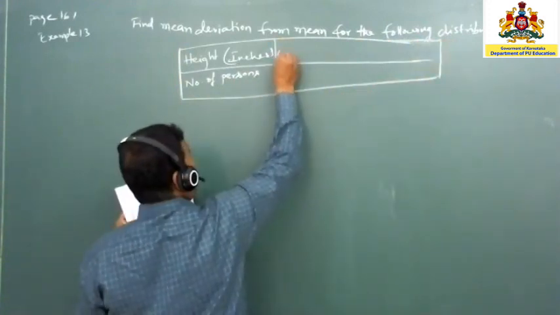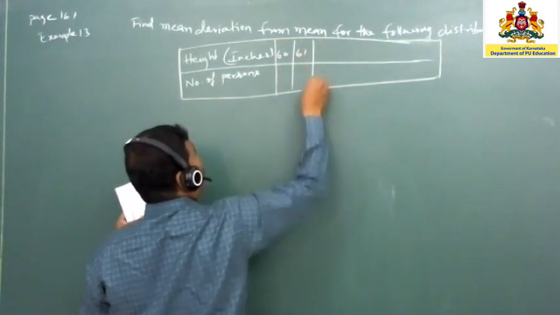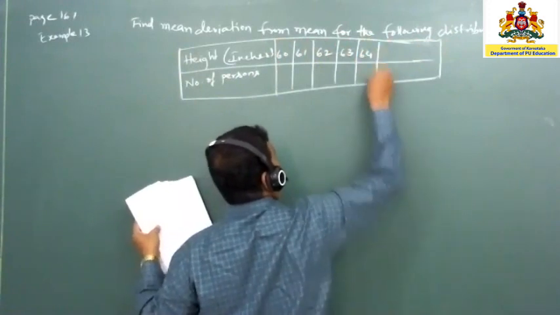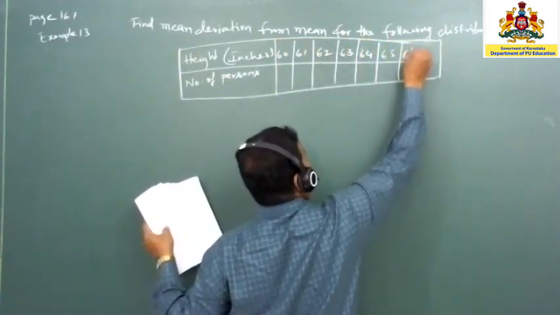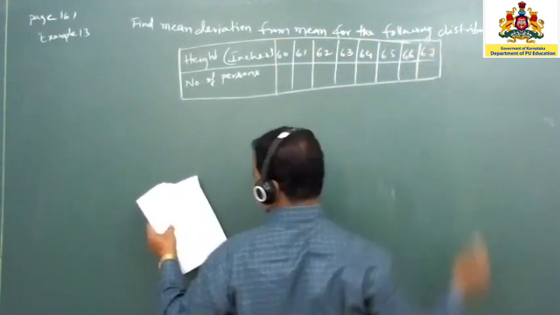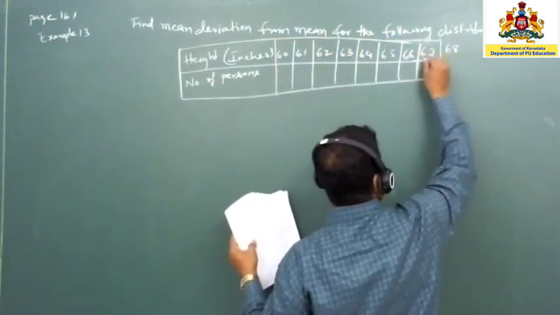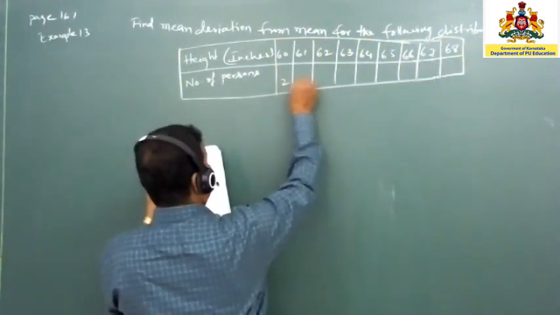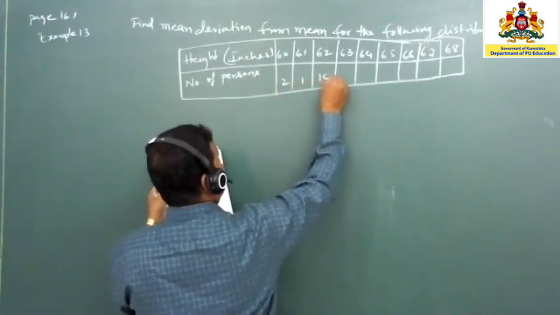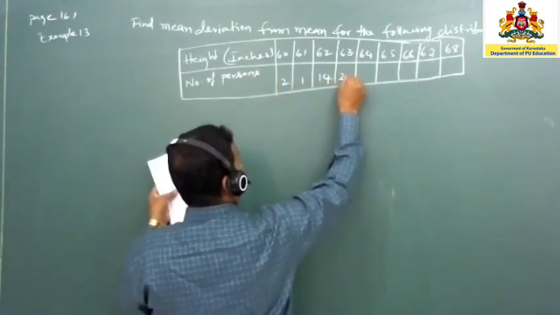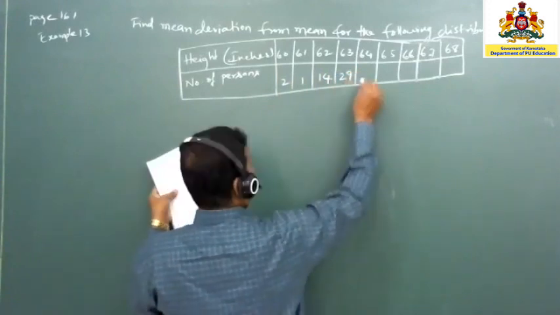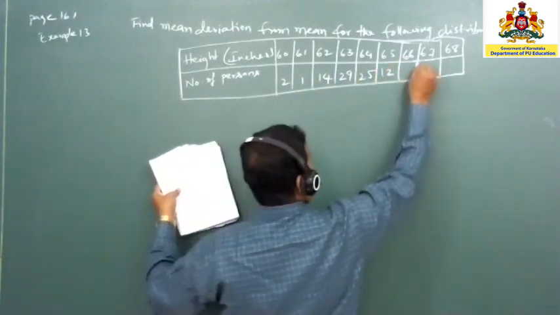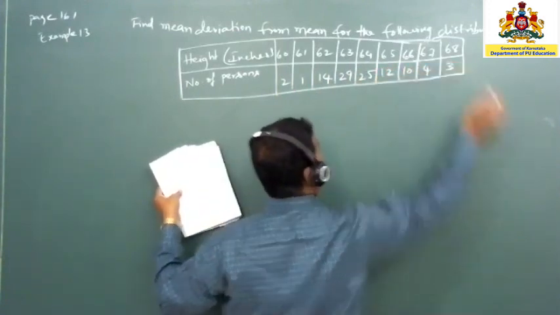Heights are 60, 61, 62, 63, 64, 65, 66, 67, 68. Frequencies are 2, 1, 14, 29, 25, 12, 10, 4, 3.